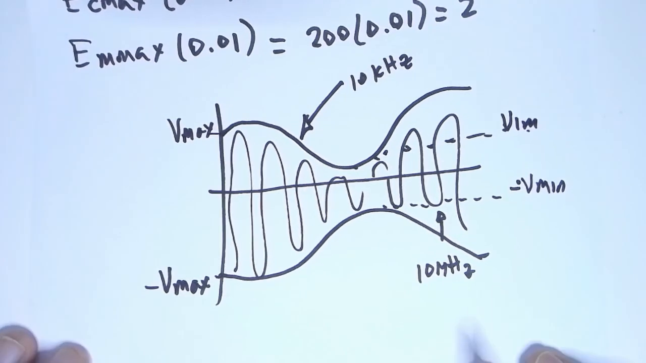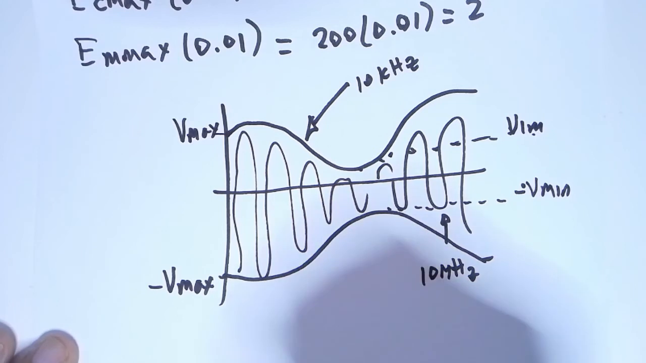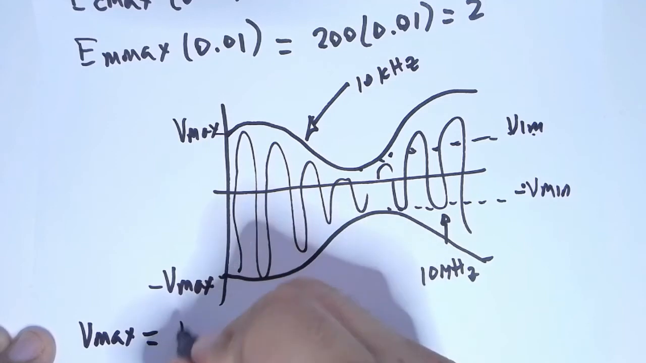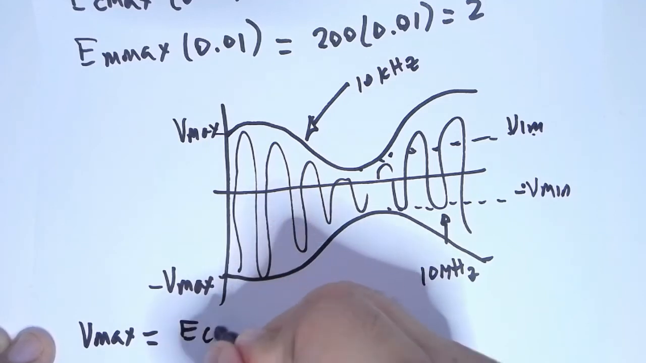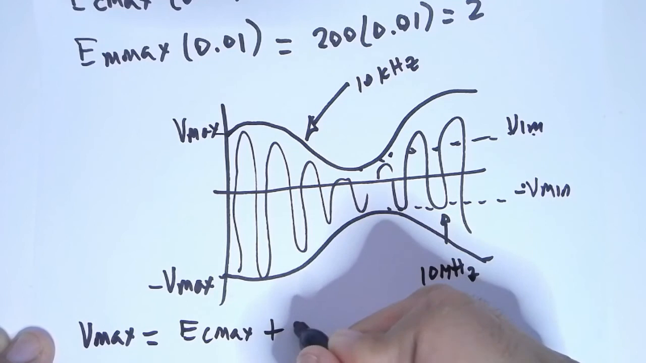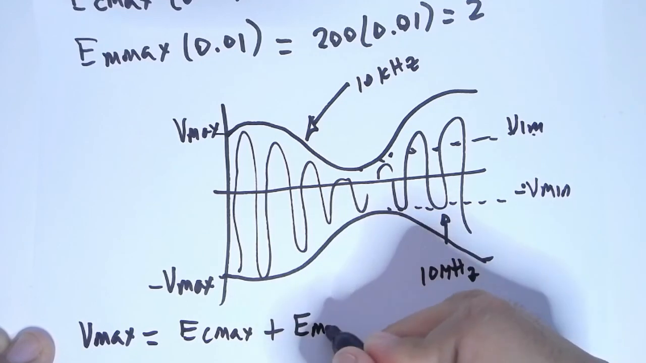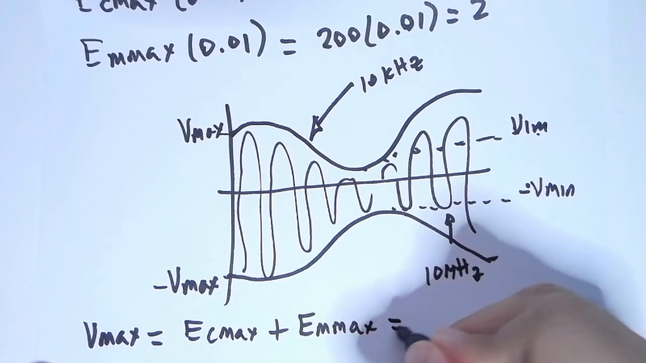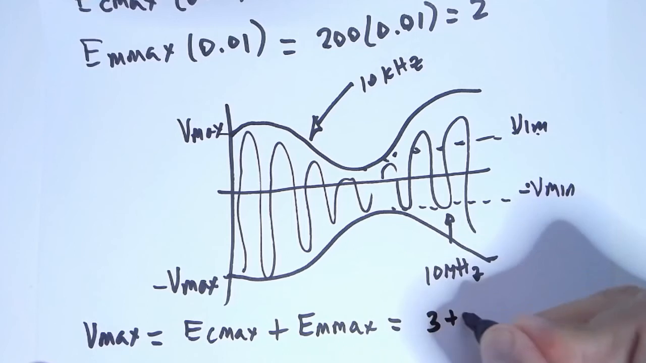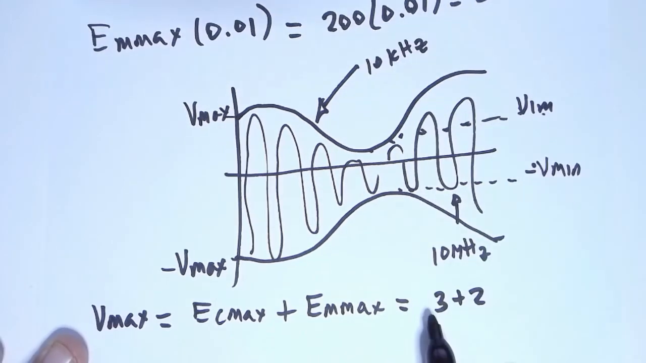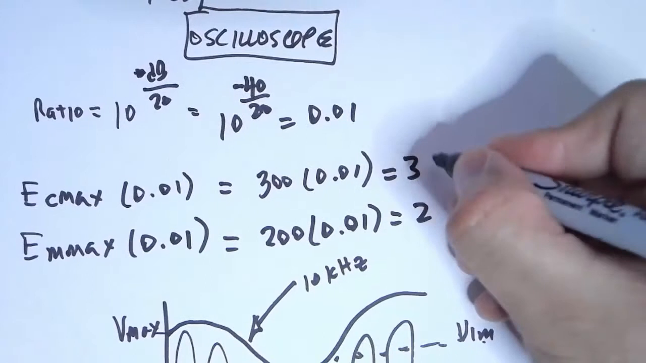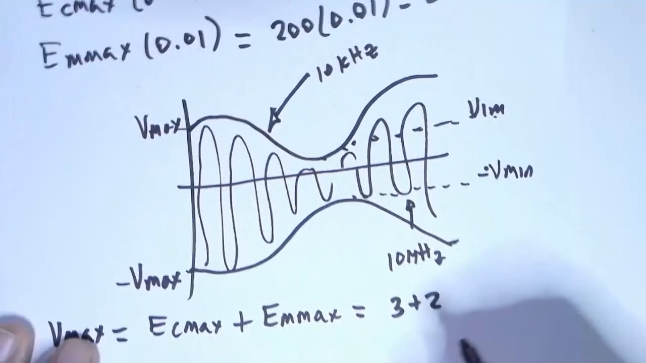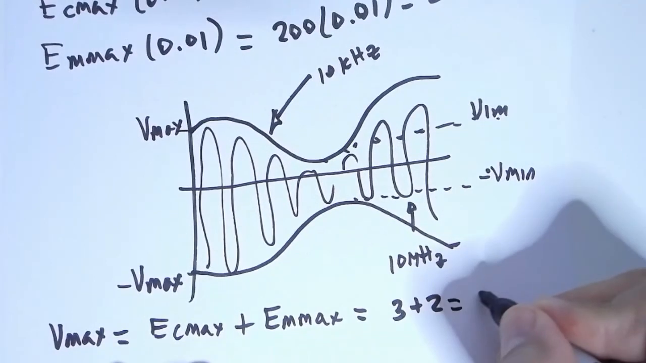Now Vmax is going to be given by the peak voltage of the carrier plus the modulating peak voltage. We add those two, and that's equal to 3 plus 2. And notice that we are adding up the coupled levels. So we have here 3 volts and 2 volts, and that's what we're adding, and that's going to be equal to 5 volts.